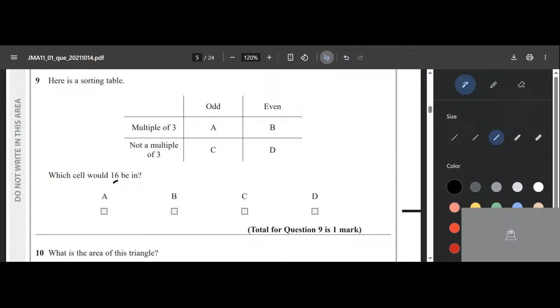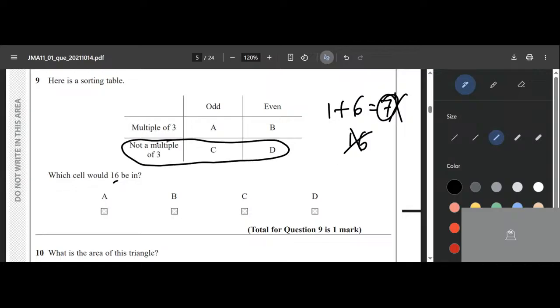How do we know if a number is a multiple of 3? A number is a multiple of 3 if the sum of the two numbers or digits is a multiple of 3. So if I take 1 plus 6, I will get 7. Can 3 divide 7? No. Therefore, 16 is not a multiple of 3. So it is under this category. It has to be, my answers to be under this category. Either C or D. Then we look at 16.